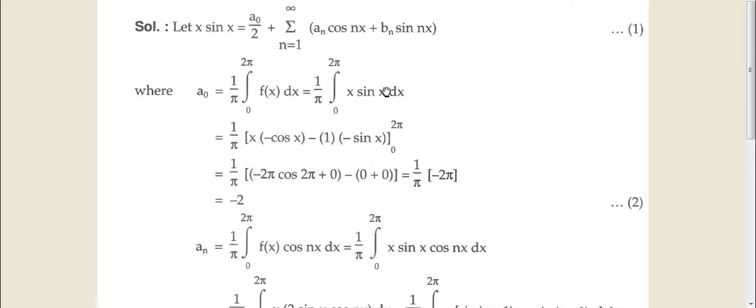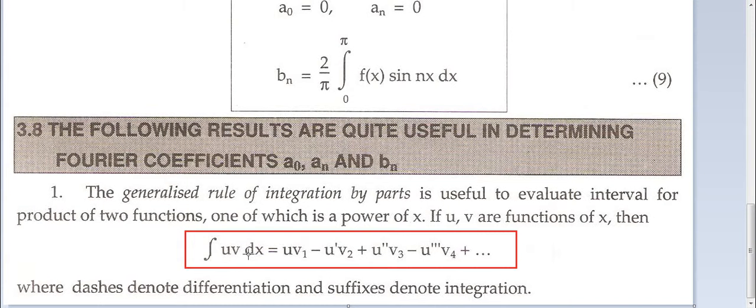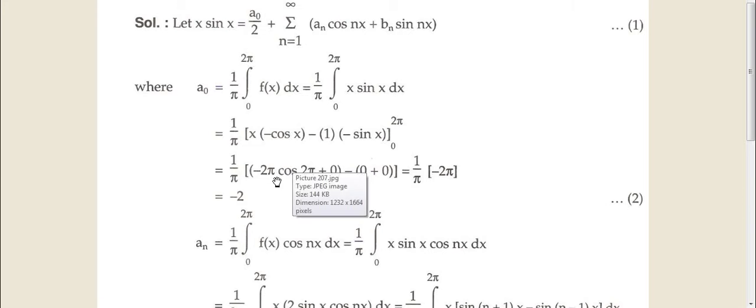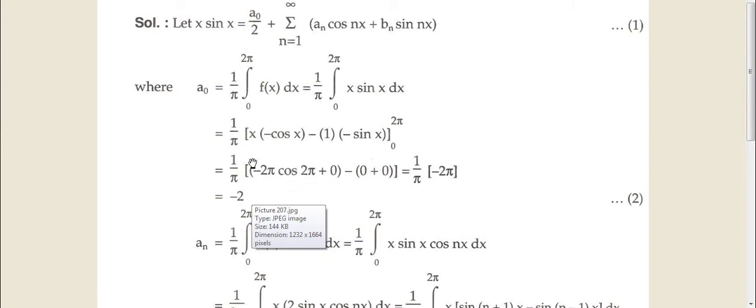How to integrate this? Let's see this formula. Partial integration: ∫u dv = u v1 minus u' v2 plus and so on. But remember one important point: take u as that function which ends and v as that function which never ends. Here x will end after one derivation, but sin x won't end at all. That's why take this as u, this as v, and then solve it. Check this solution. You must get this answer, minus 2, because it's a definite integral. Try on your own first.